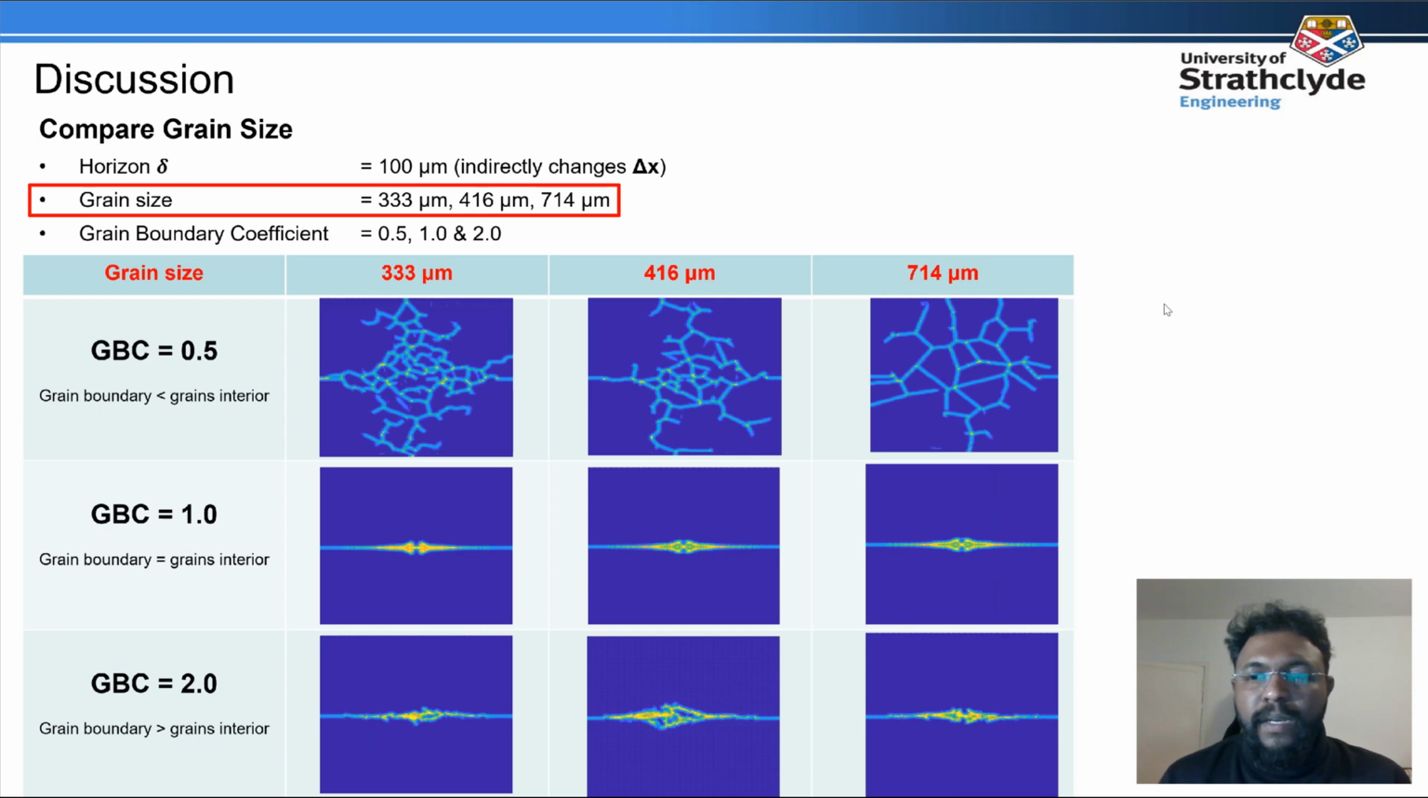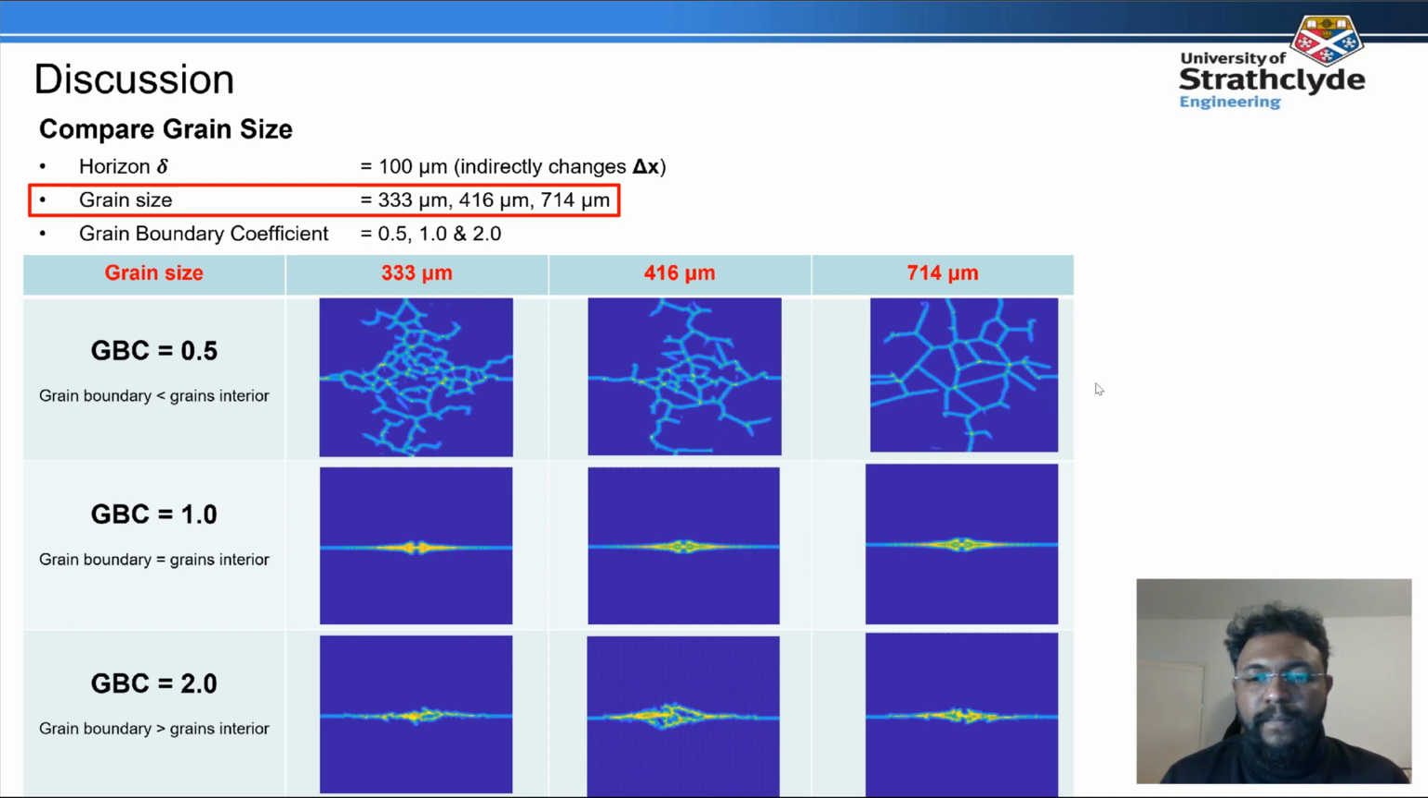A comparative study was done to understand the crack propagation behavior with difference in grain size. By keeping the horizon diameter constant at 100 micrometers, variations of grain sizes were compared. Here 9 simulations were done with 3 grain boundary coefficients, and you can observe how the crack propagates differently in each case.